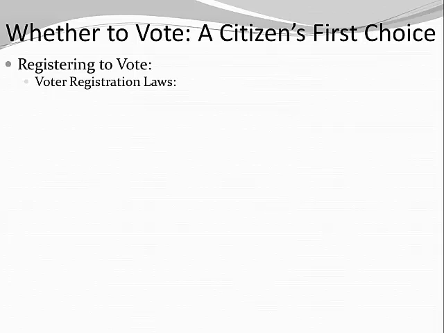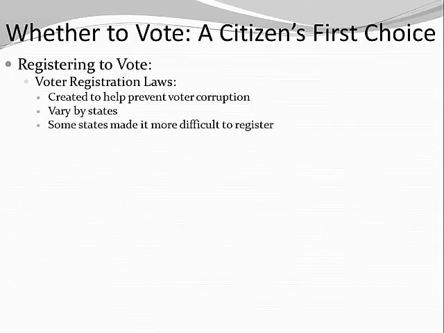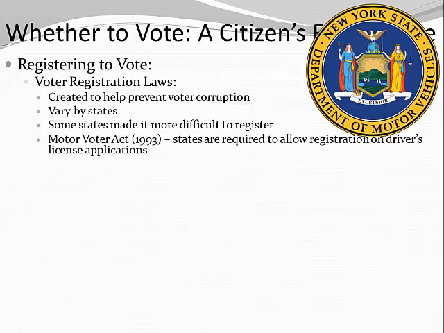So there are different voter registration laws, and this is really dependent on the individual state. They were originally created to help prevent voter corruption, but there have been times in history when they have been used to discriminate against a specific group of people, most notably African Americans. Some states have made it more difficult to register individuals than others, and in 1993, the federal government passed the Motor Voter Act, which states that states are required to allow registration on driver's license applications. So when you go and you get your driver's license, you can automatically register to vote then.